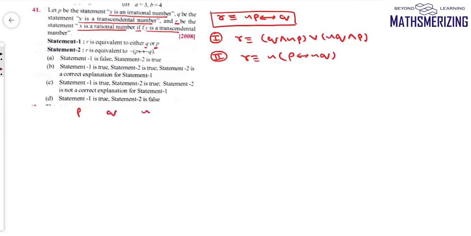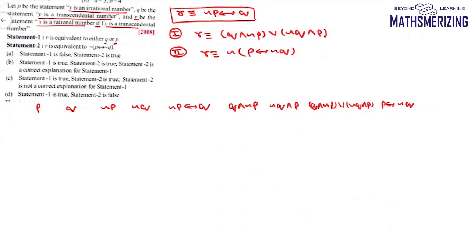P, Q, not P, not Q, not P biconditional Q, Q and not P, not Q and P, and then Q and not P or not Q and P, and then P biconditional of not Q, and finally not of P if and only if not Q. So the truth values are true, true, true, false, false, true, and false, false.